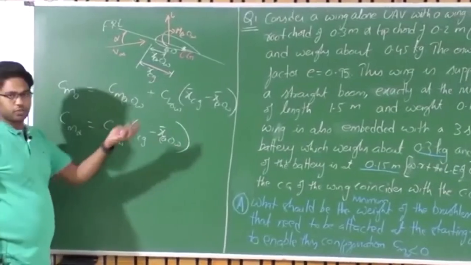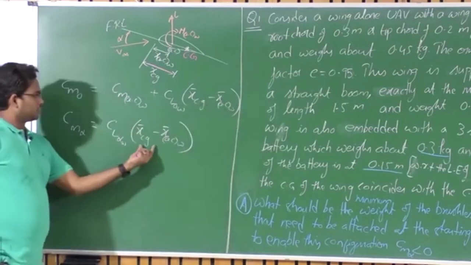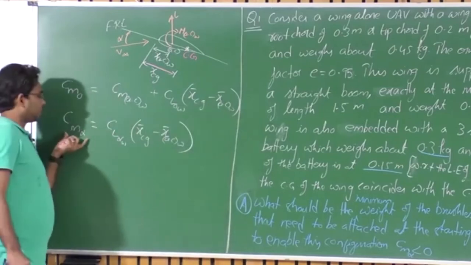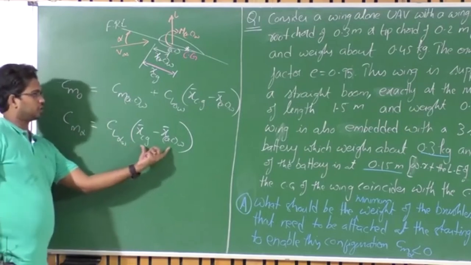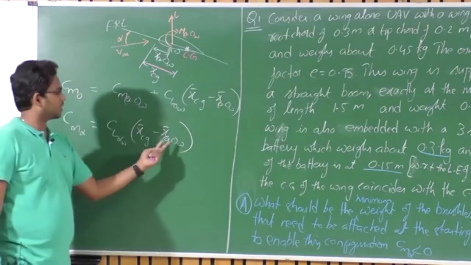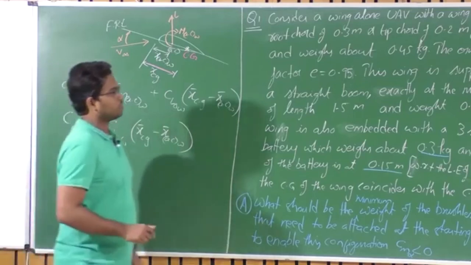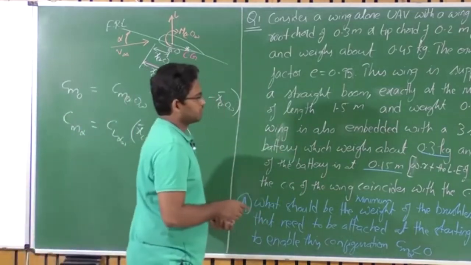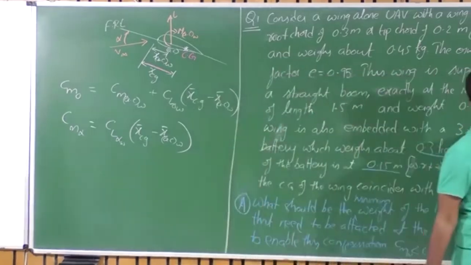CL alpha is positive. We don't go into those details of CL alpha right now. But whether CM alpha is positive or negative is governed by the distance between XCG and XAC. So I need to know the location of XCG and XAC for this particular configuration. First, let us figure out the current XCG of this location, and we know it is 0.75 meters.